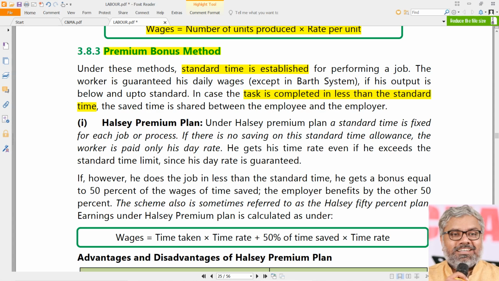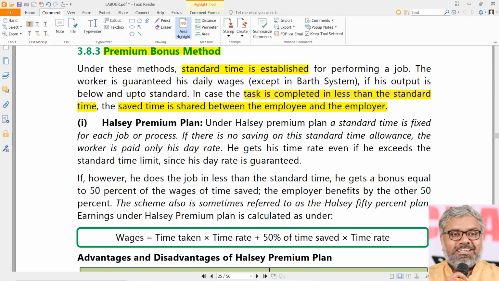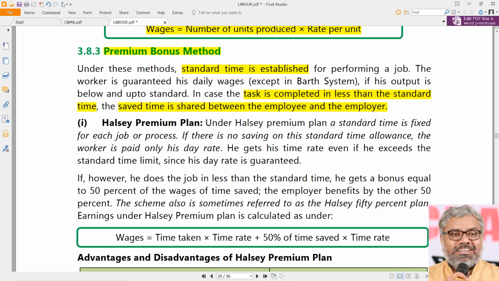So the saved time is shared between employer and employee. That also is not completely given to the employee. Again, don't think time is given. Time nobody can give and take. Time means the money related to time. The money related to the saved time is shared between employer and employee. That is the concept of the premium bonus plan. Then what the Halsey and Rowan plans will tell us is how this sharing happens. That is the only difference. But the concept is always the same. What is that? There is a standard time. Yes. There is an actual time. Yes.